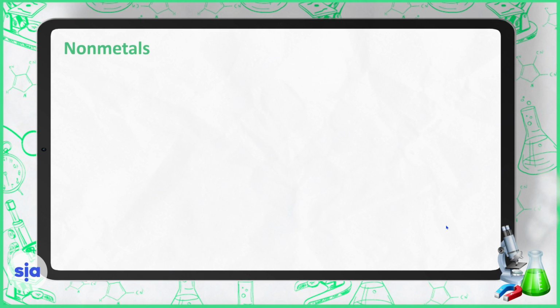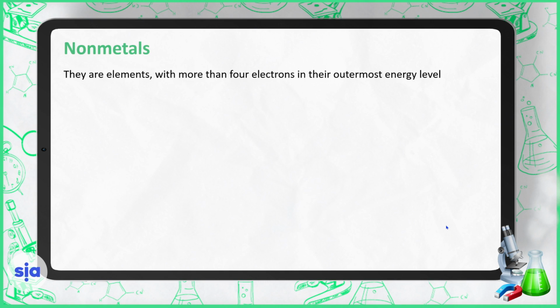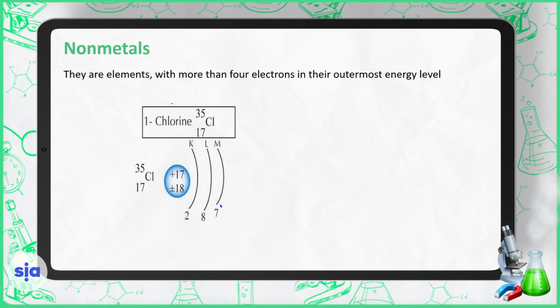Now let's discuss non-metals. They are also elements, but with more than 4 electrons in their outermost energy level. Look to chlorine. Chlorine is a non-metal with 17 electrons arranged as follows. 2 electrons in the inner K level, 8 electrons in the middle L level, and 7 electrons in the last or the outer M level. Total 17. Look to the outer energy level. It contains 7 electrons, more than 4.